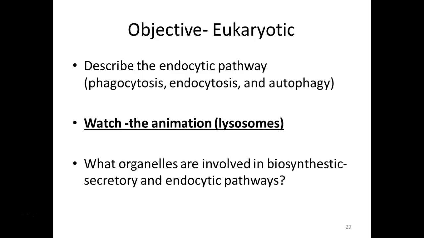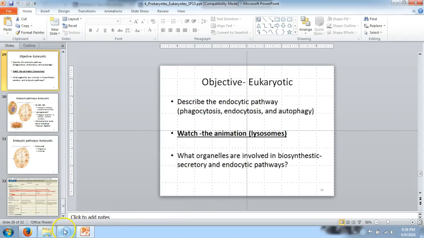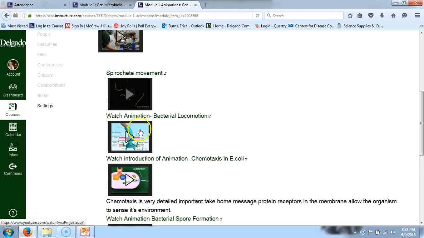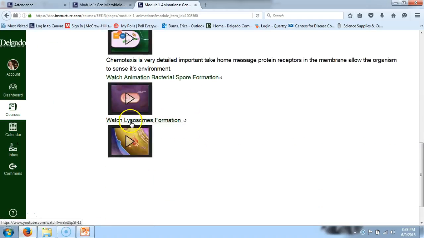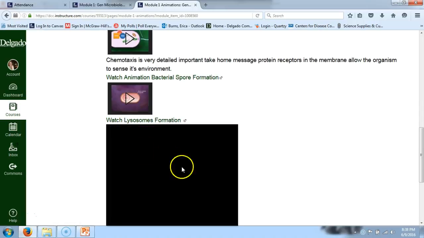So the process in which lysosomes are made are very important to the biosynthetic, secretory as well as endocytotic pathways. So we'll watch one last animation. I wonder if this is even a link. No, I wasn't that fancy. Okay. So the last one, lysosome formation. Let's see if I can get a play in here.